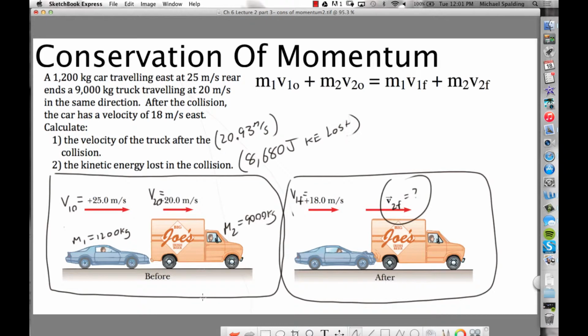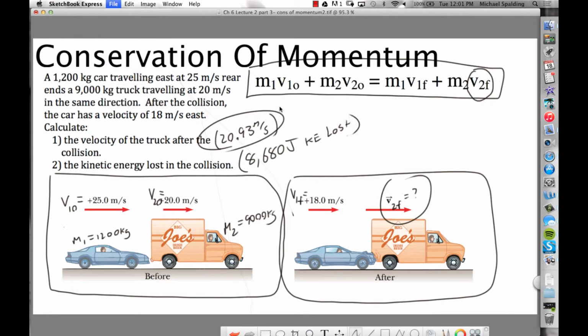So here's how you do the problem. Now, I'm not going to have you guys watch me do the algebra because that'd be kind of boring. But if you look at this conservation of momentum equation, the only thing missing is V2 final. You have everything else. So you do the algebra and you get 20.93 as the final velocity of the truck after the collision. Now, the second question is a little more challenging.